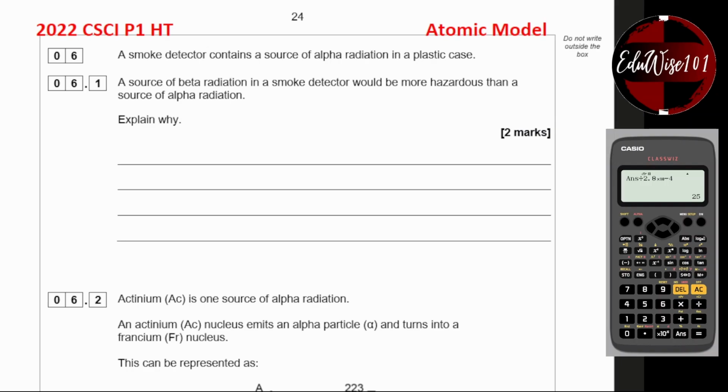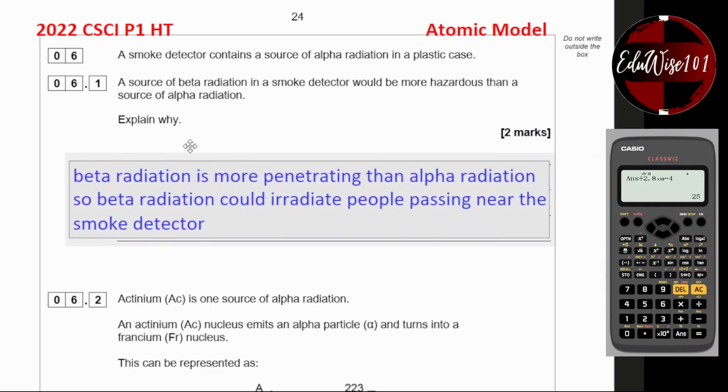case. But if you have a beta source, that can penetrate plastic as well as paper, and it has a slightly bigger range than alpha. But the main reason here is that it would be able to penetrate the plastic case, which means it can irradiate the people who are walking past it. So the answer: beta radiation is more penetrating than alpha radiation. So beta radiation would irradiate people passing near the smoke detector or the alarm.